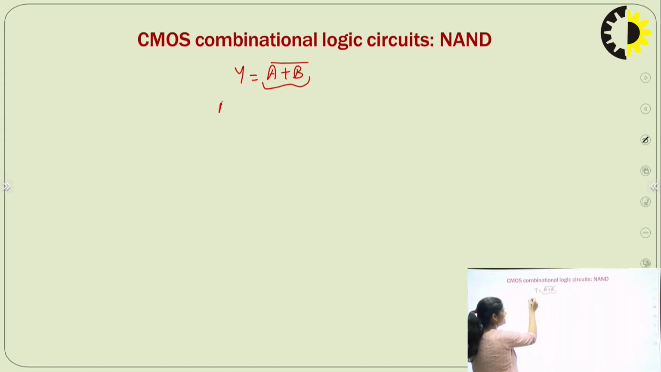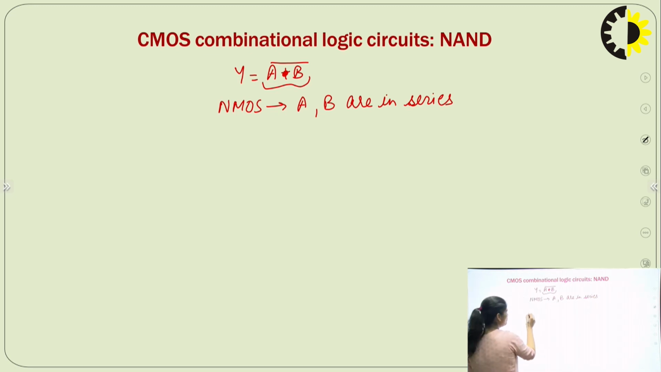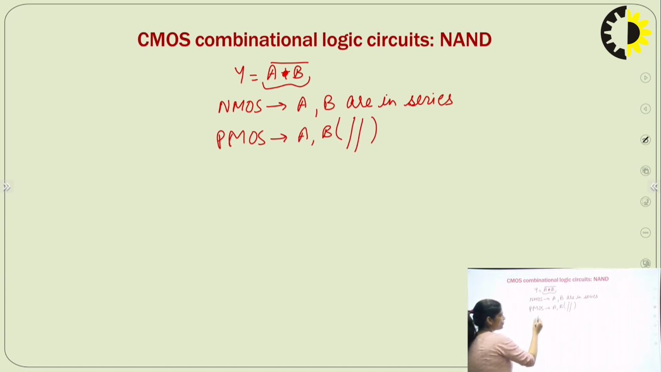So how can you implement it in the case of NMOS? Sorry, NAND is here A dot B, (A dot B) whole bar. So A and B are in series in the case of NMOS, and in the case of PMOS, A and B are in parallel. Okay. So when you are doing the CMOS implementation, in the case of NMOS, the pull down network, A and B are connected in series, and in PMOS, A and B are connected in parallel. So here A and B are connected in series.